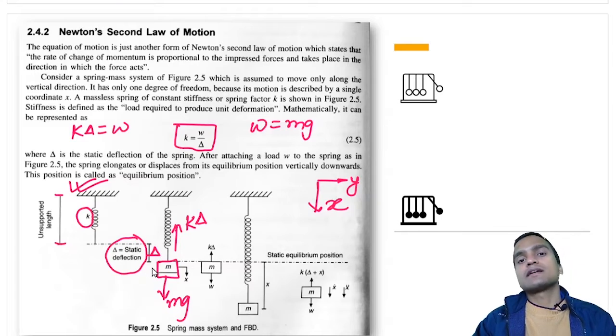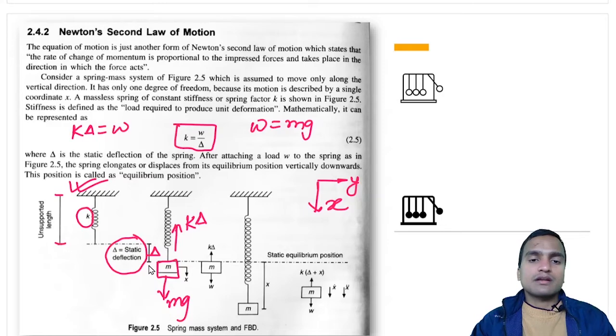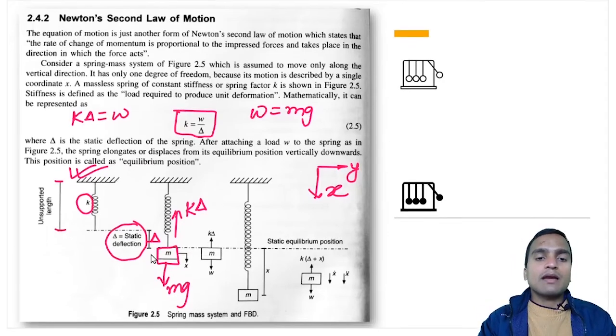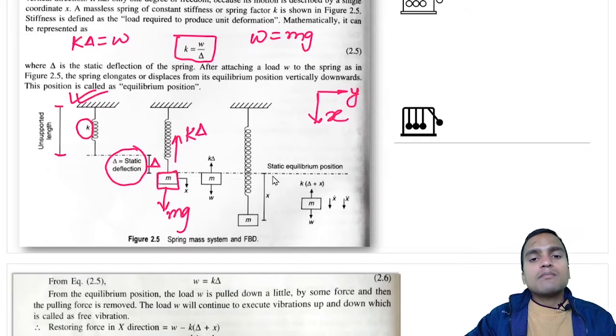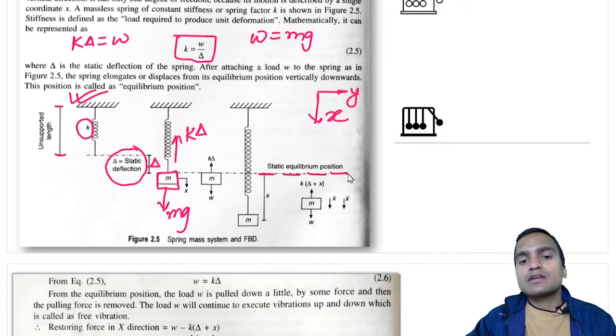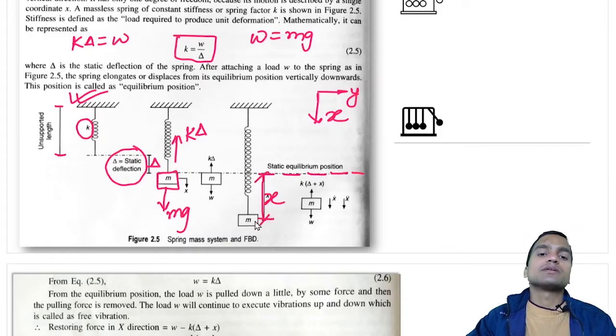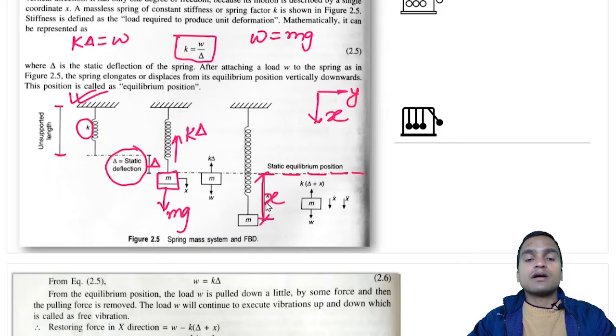After hanging the mass, it will go down by a certain amount of static displacement, and it will remain in equilibrium there, static at that position. But what happens if we take the mass still more distance from its equilibrium position? This is the static equilibrium position. If we stretch the mass or give an initial displacement x, then what will happen? If the spring is assumed to move only in the vertical direction, the spring mass system will start oscillating to and fro in the vertical direction.